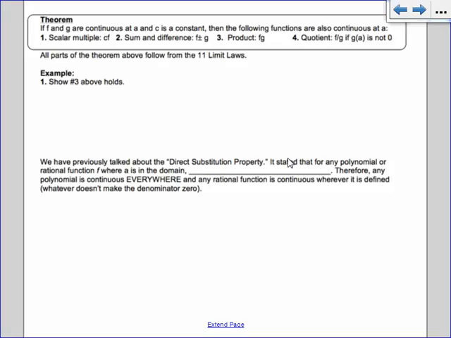So if you're going to show that something's continuous, we want to show that the limit as x goes to a of the product, in this case, f of x times g of x, is the same as f of a times g of a. We want to be able to just plug a into the functions. So that's what we're trying to show with this proof.